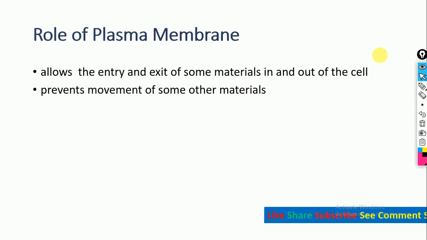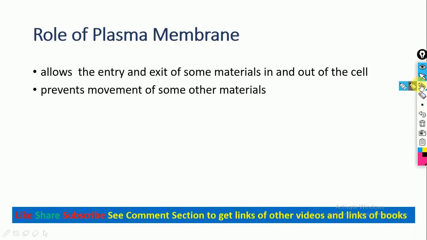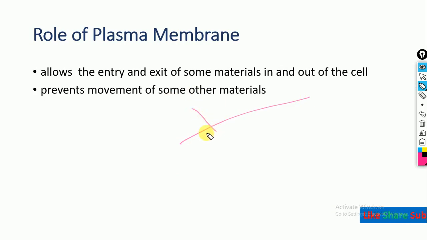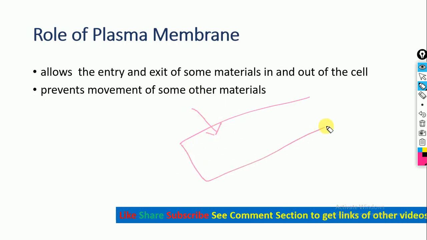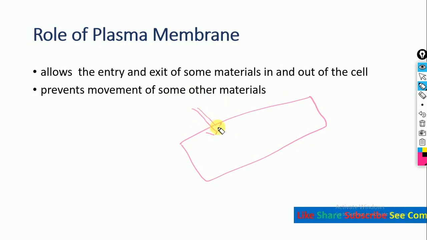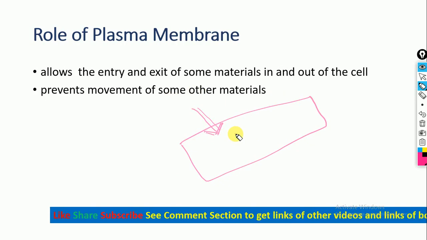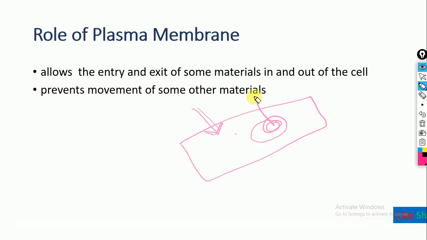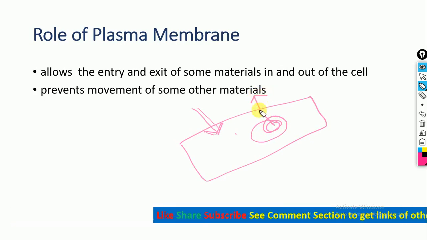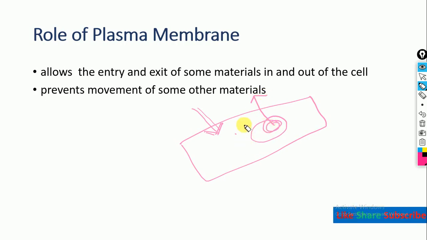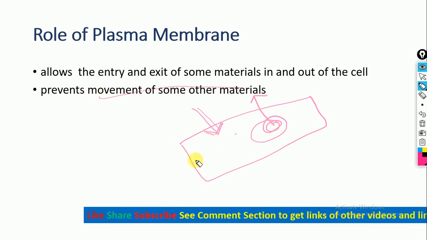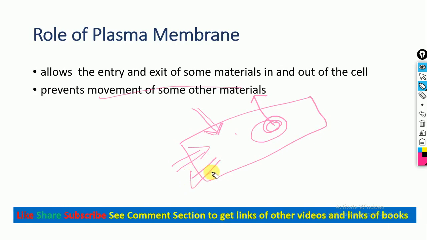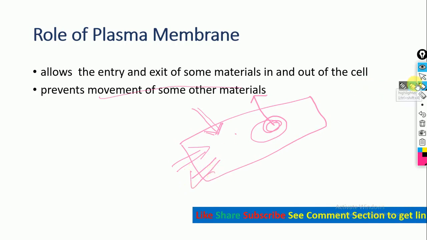Role of the plasma membrane. What is the role of the plasma membrane? It allows the entry of substances from the outside environment into the cell, and also the exit of some material present within the cell to the outside. That is called exit of some material out of the cell. And it also prevents movement of some other materials, because it does not allow all materials to go inside and come outside. So it prevents the movement of some materials.